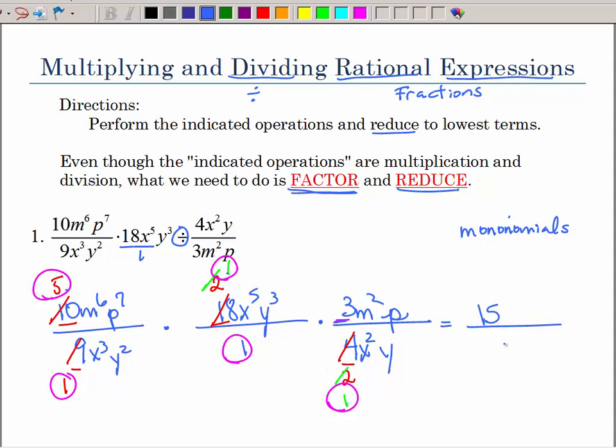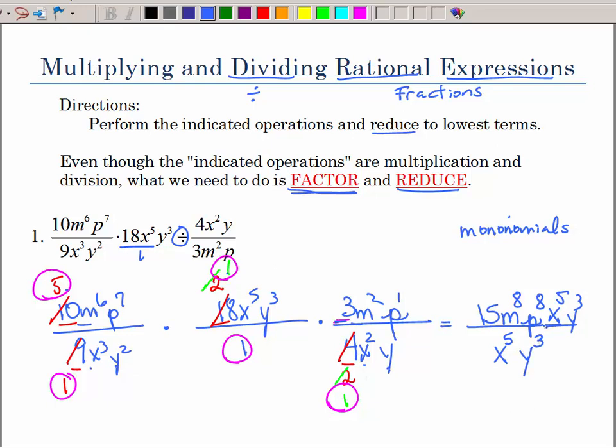Now how am I going to start condensing? I'm going to take these M's and combine those, and remember, keep the base, add the exponents, so that would be m to the 8th. P's, keep the base and add those exponents, remember that's a 1, so that's also to the 8th. And then I have x to the 5th y cubed. On the bottom I have x cubed and x squared, keep the base, add the exponents. Y's, remember that's y to the 1st, so keep the base and add the exponents.